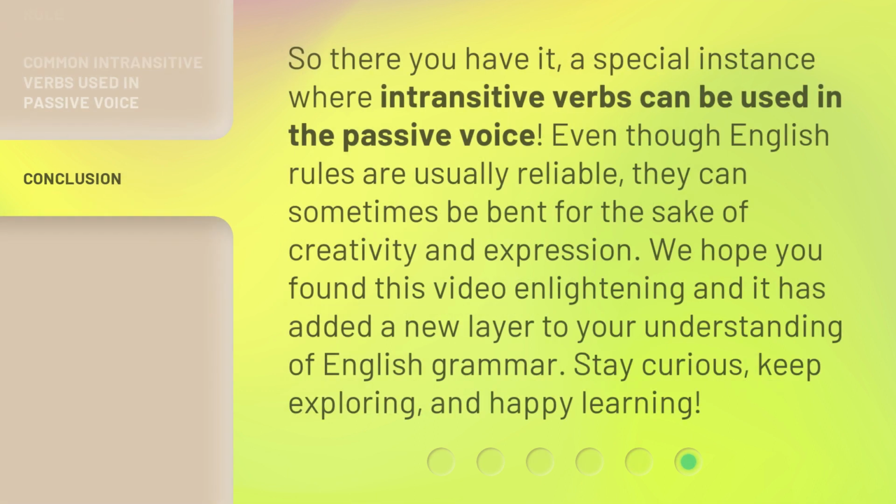So there you have it, a special instance where intransitive verbs can be used in the passive voice. Even though English rules are usually reliable, they can sometimes be bent for the sake of creativity and expression.